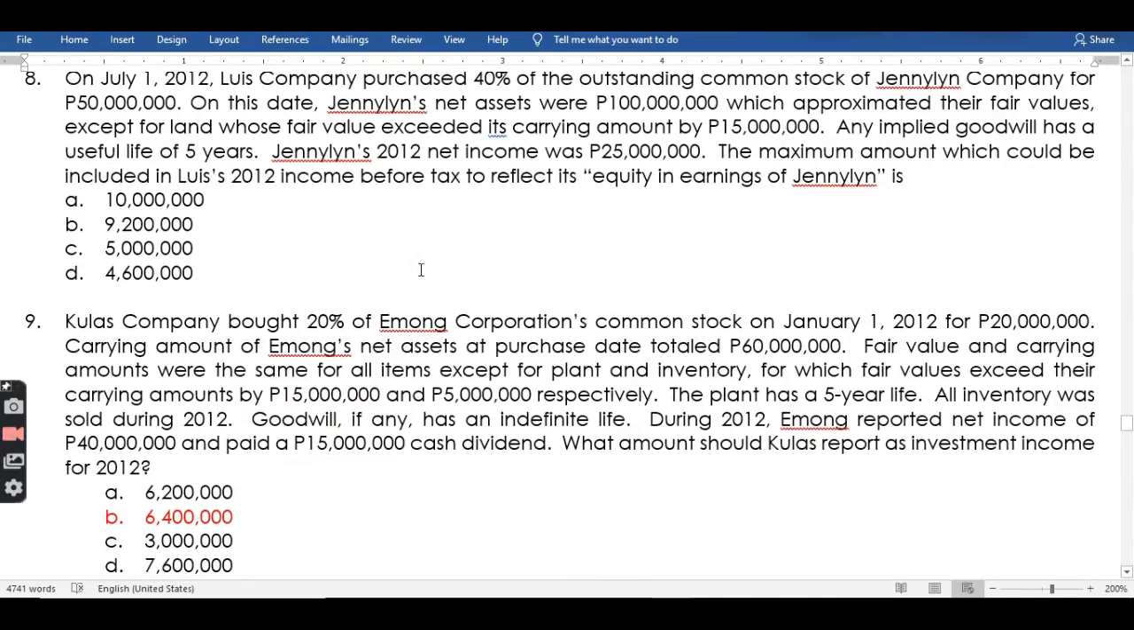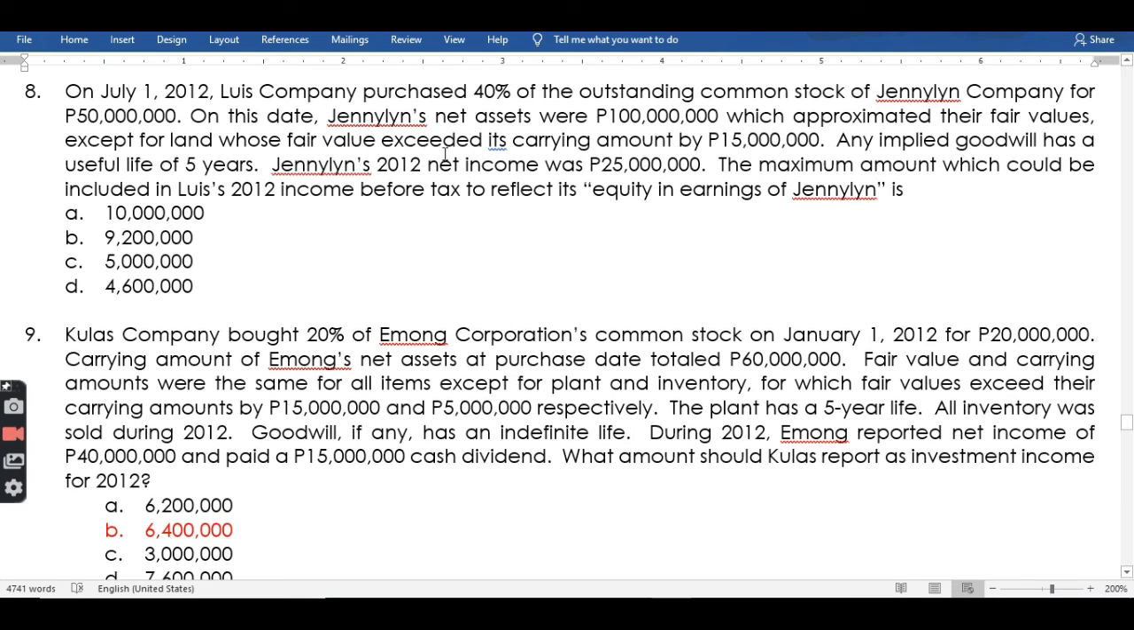Number 8 tayo. July 1, Lewis Company purchased 40% of the outstanding common stock of Jenny Company for 50 million. On this date, the net assets were 100,000, which approximate their fair values, except for land whose fair value exceeds its carrying amount by 15 million. And implied goodwill has a useful life of 5 years. Pero syempre, ang goodwill ay hindi naman talaga ina-amortize. Net income was 25, maximum amount which could be included in the income before tax to reflect equity in earnings is okay.